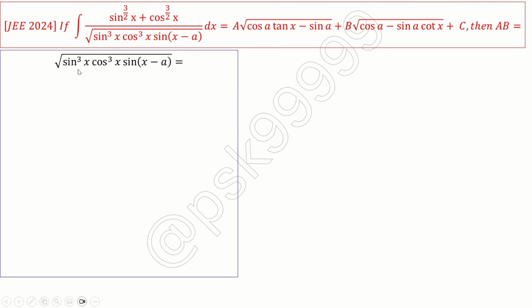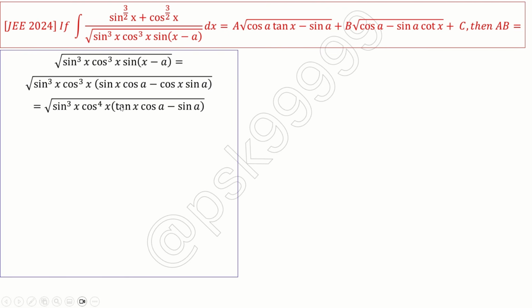This is very interesting. So take the denominator first. Write the denominator in a way so that you cancel many of the terms when you take the temporary variable. So square root of sine cube x cos cube x into sin x minus a. If I expand sin x minus a, this is what it is. Now I can either take sin x as common or take cos x as common. If I take cos x common, this is what it will be: sin cube x as is, cos to the power of 4x into tan x cos a minus sin a.